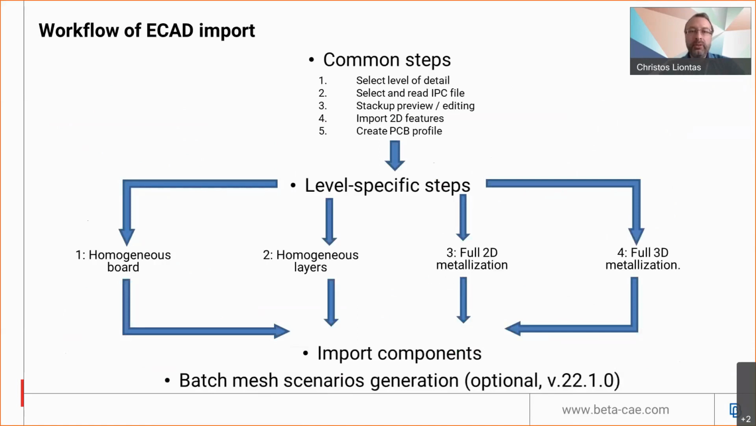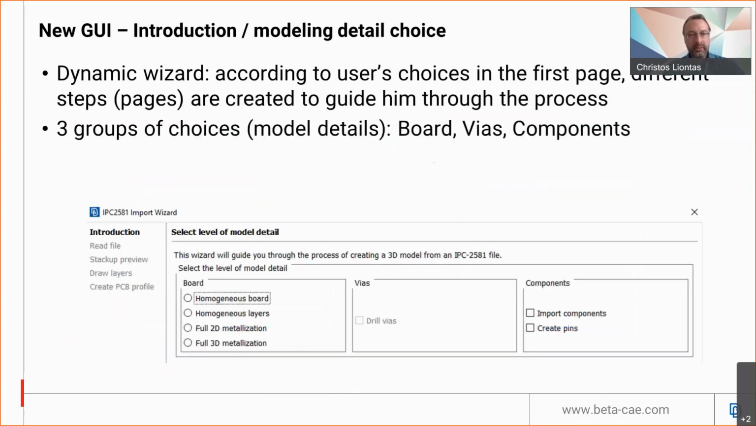Then, according to what level of detail you have chosen, there are some level-specific steps. So you branch into different steps according to the level of detail. And finally, the whole workflow reunites again for 2 final steps, which are both optional. The one step is to import the components of the PCB. And the last optional step is to generate automatically batch meshing scenarios. So let me now go over to the live demo.